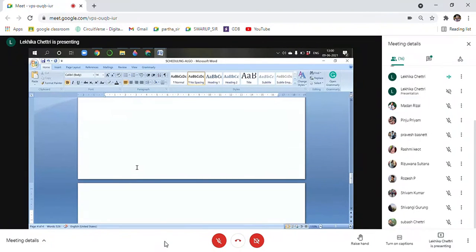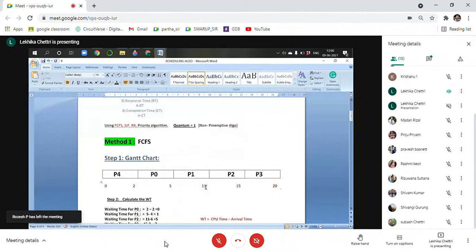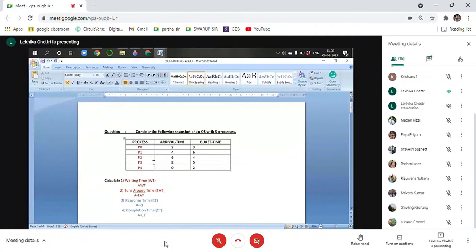So for SJF, here we have taken one question and solved it using 3 techniques: SRTF, FCFS and round robin. Priority is for self study because it is simple. If you look, this is 0, this is 1, this is 2, this is 3, this is 4. If I remove this, it becomes priority, see here: 0, 1, 2, 3, 4. It is very simple priority scheduling.